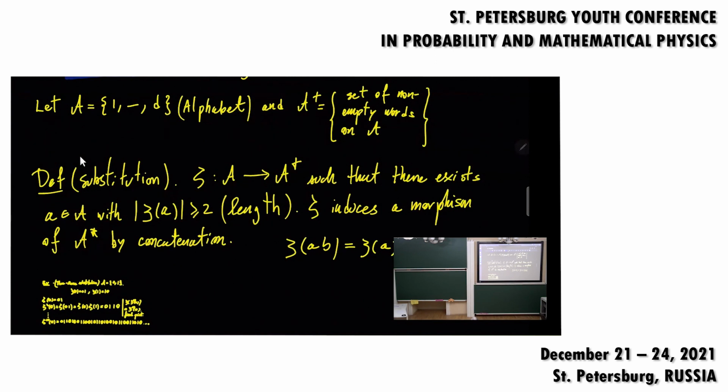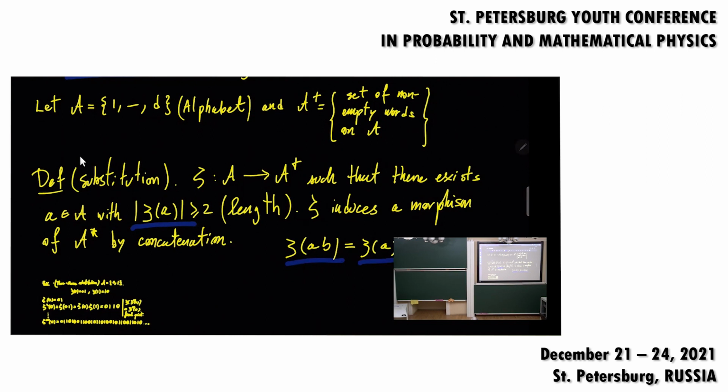I'm going to denote the length of the word theta(a) by these two bars. And by concatenation, we can extend the definition of the substitution to the set of words A star. So for example, for a word given by two letters ab, theta of ab is just the concatenation of the image of a by theta and the image of b by theta.